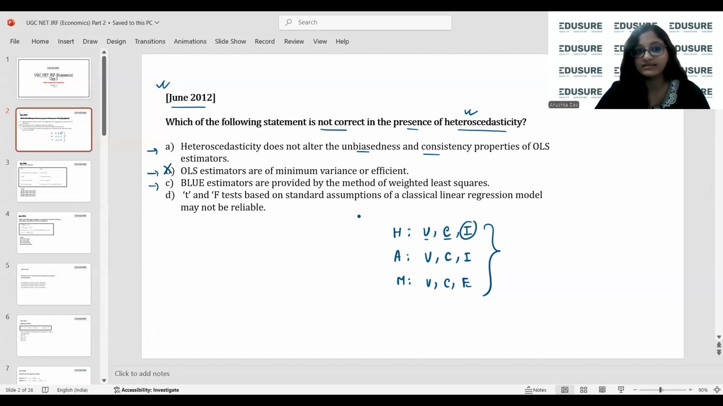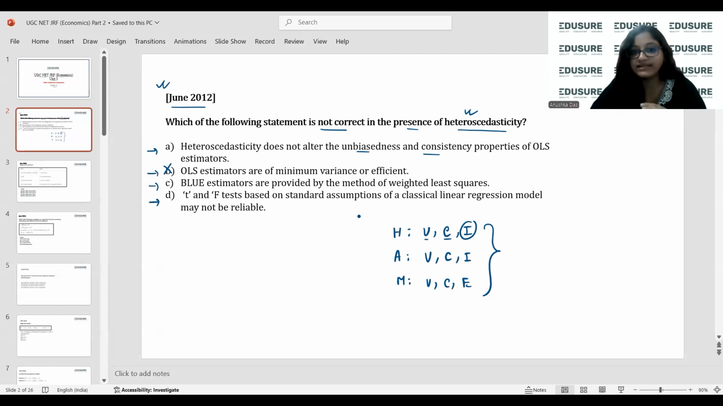That is why this is not an answer. And the fourth is, the t and F tests based on the standard assumptions of the classical linear regression model may not be reliable. So that is also true. Since I have told you that minimum variance is not holding, the error variance suffers from heteroscedasticity.